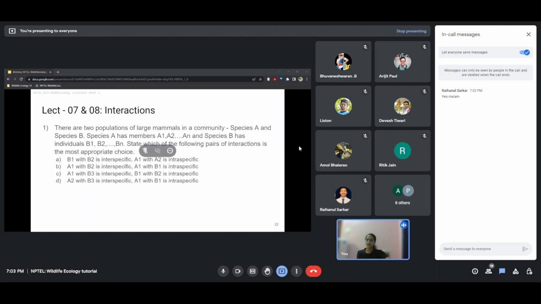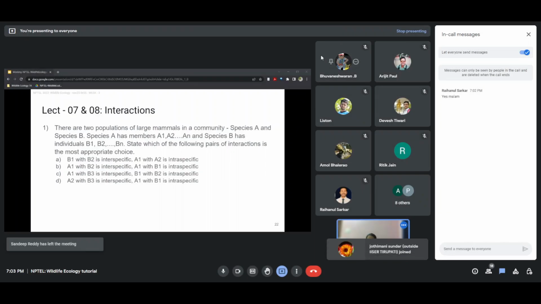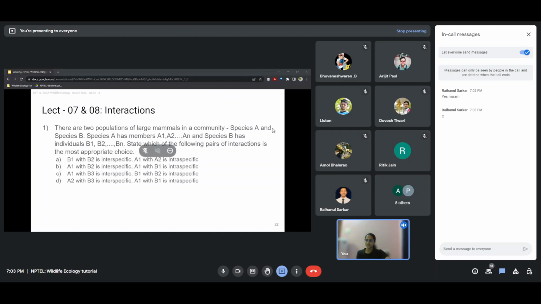We have: B1 with B2 is interspecific and A1 with A2 is intraspecific. A1 with B2 is interspecific and A1 with B1 is intraspecific. A1 with B3 is interspecific, B1 with B2 is intraspecific, A2 with B3 is interspecific, A1 with B1 is intraspecific. Yes, you can use the chat box as well or unmute yourselves. So we have one answer with C.